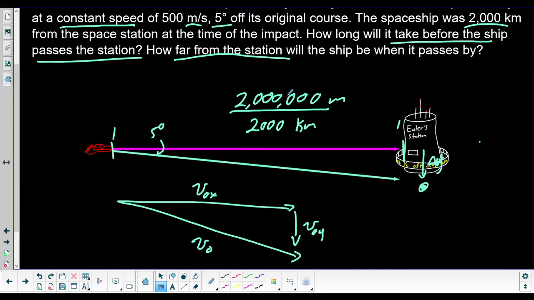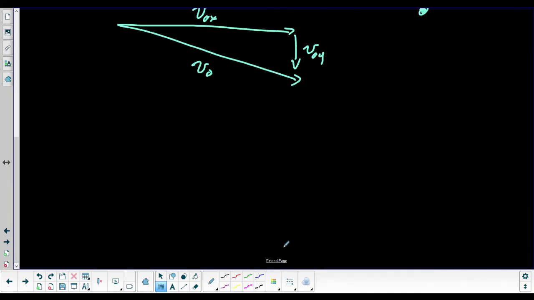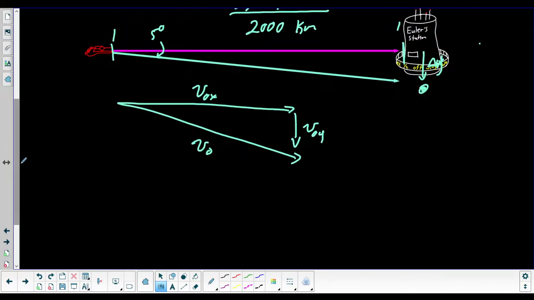Oh, actually, I'm sorry. We know that distance is 2 million. Let's figure out how long it's going to take this ship to cover that 2 million meters of distance. We can't just divide by 500 because the 500 is at an angle, and not all of our 500 meters per second are progressing us towards the station. Some of it is making us drift sideways. So we need to figure out what is the x component that's going to make us move towards our space station. So we're going to do a little bit of trigonometry.